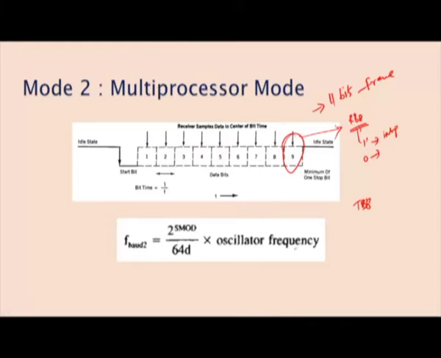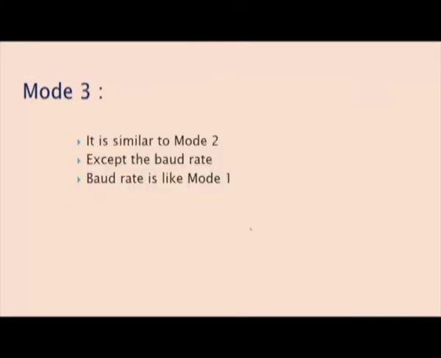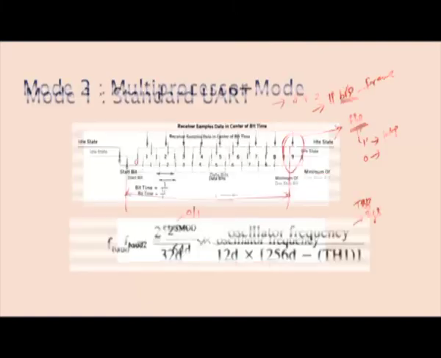Here, how we calculate the baud rate: 2 power SMOD divided by 64 times the oscillator frequency. Mode 3 is similar to mode 2, but the baud rate is different. The baud rate is like mode 1. Okay. So, most frequently we use mode 2 and mode 1.